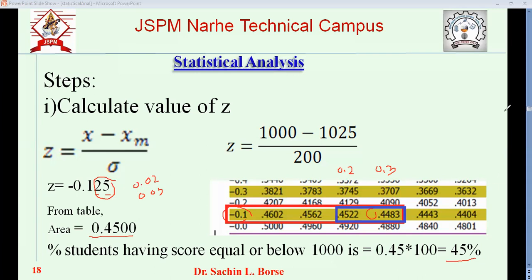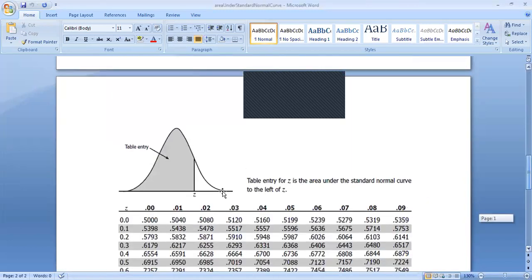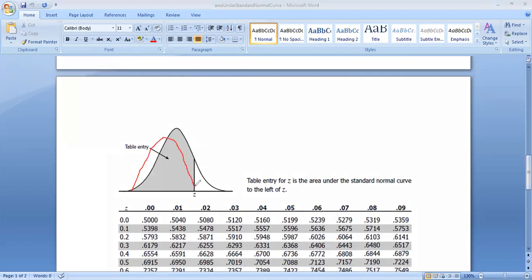Okay, I will just go to the table. You can see the diagram here. From that chart only, this chart we have to use. So here the area is taken from the left, left to that Z value, and Z is calculated positive from the middle line. Now we'll go to the second table, which is the positive one. Here Z is what? Positive. We go to the first table.